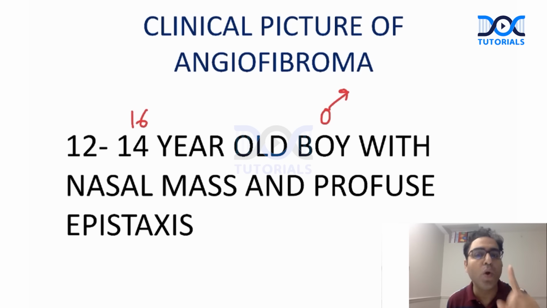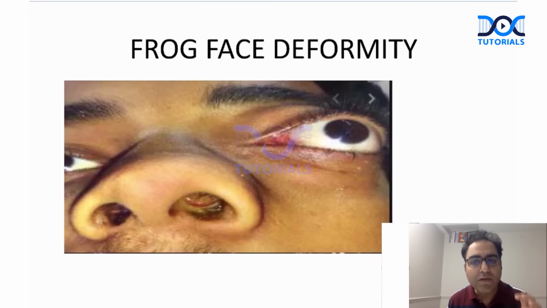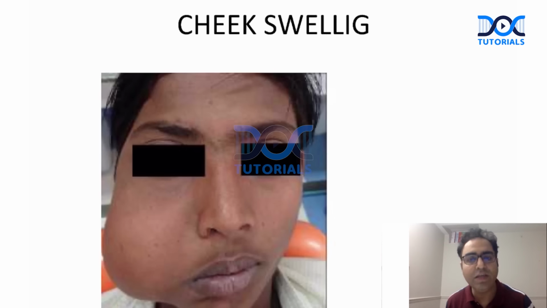It's a benign but locally invasive tumor. It can go into the orbit also. And that will lead to proptosis, and that is called frog face deformity. Now, frog face deformity is typical of angiofibroma. Basically, it depicts the proptosis caused by the orbital extension of the tumor. Please do remember, it's a benign but locally invasive tumor. The tumor can also spread to cheek, and therefore there can be cheek swelling in this patient also. However, the primary symptoms of the patient would be nasal mass, profuse epistaxis, but yes, cheek swelling, ocular features may be given along with it.